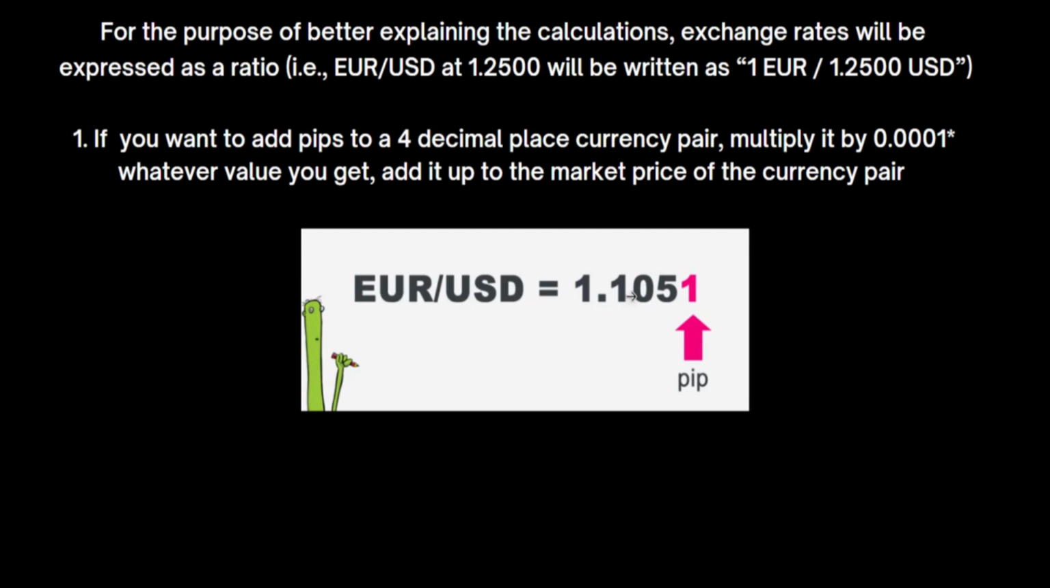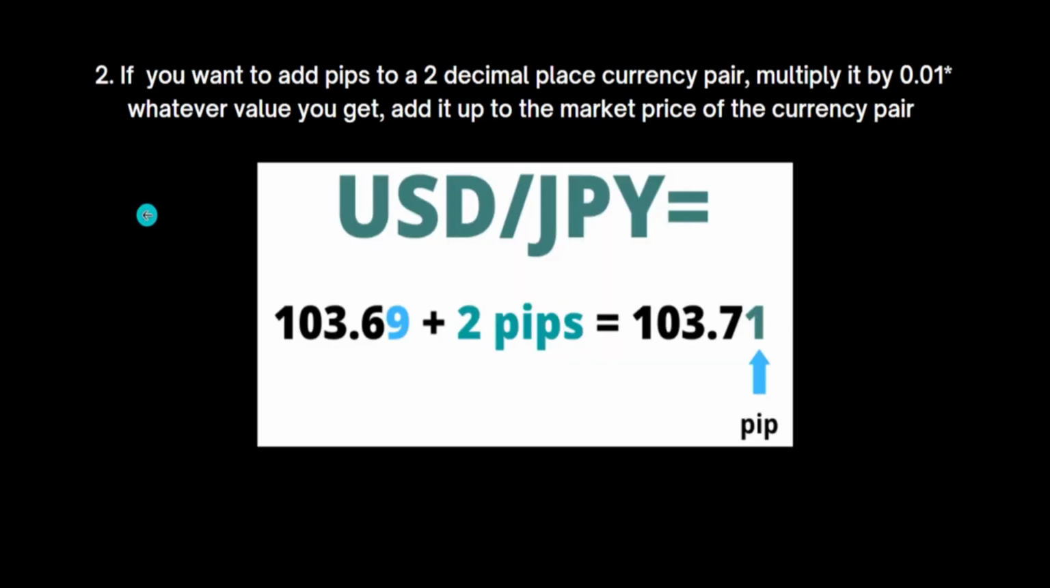So how do we calculate a PIP? If you want to add PIPs to a 4 decimal place currency pair, you will multiply by 0.0001. Okay, I will show you what that means. Whatever value you get, add it up to the market price of the currency pair. And then the next one is if you want to add PIPs to a 2 decimal place currency pair, multiply by 0.01. Whatever value you get, add it up to the market price of that currency pair. So look at this.